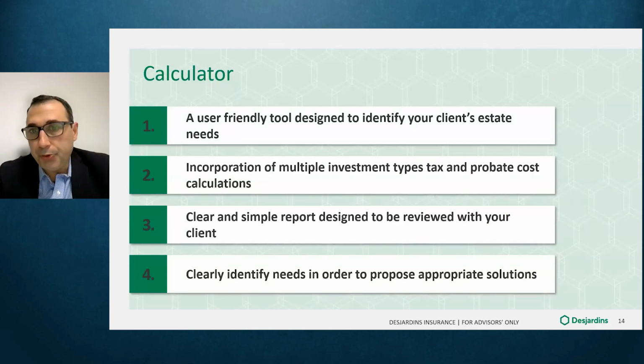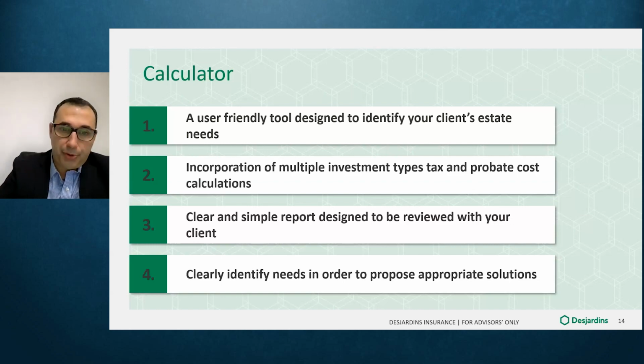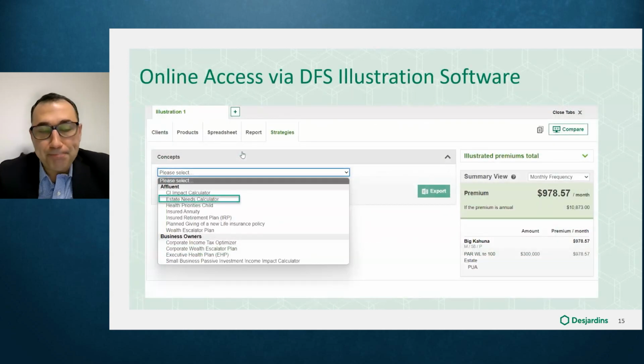It's a simple tool. I'll share with you where to find it. It allows you to customize the input around your client scenario. It's going to provide details on tax, details on probate by asset, and more importantly, provide a really slick, simple PDF report that you could actually leave with your client post meeting. And so where do you find it?